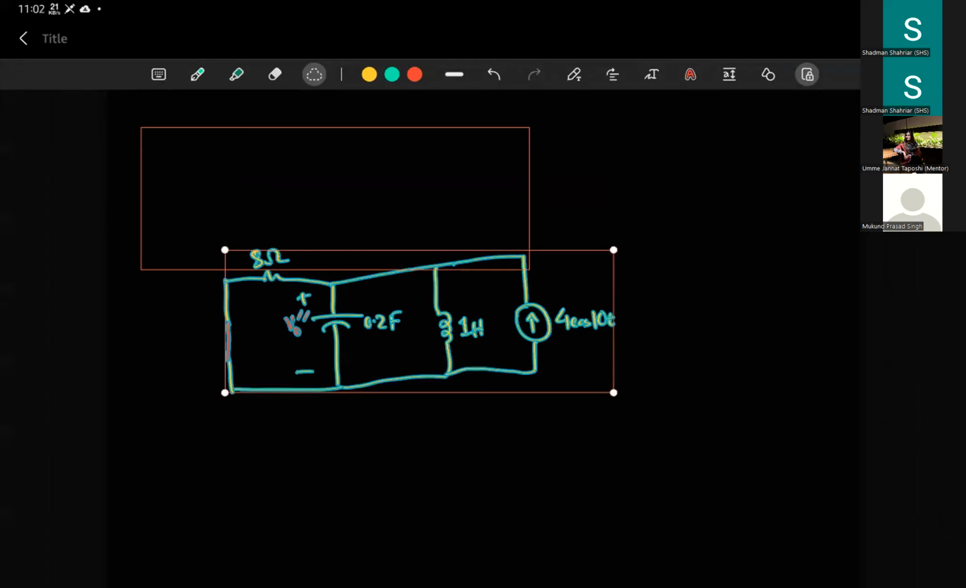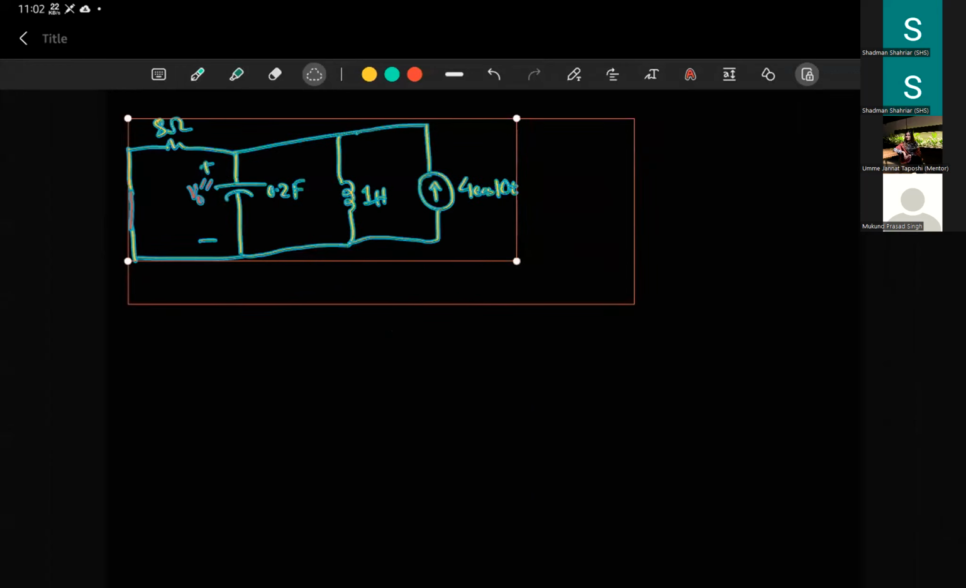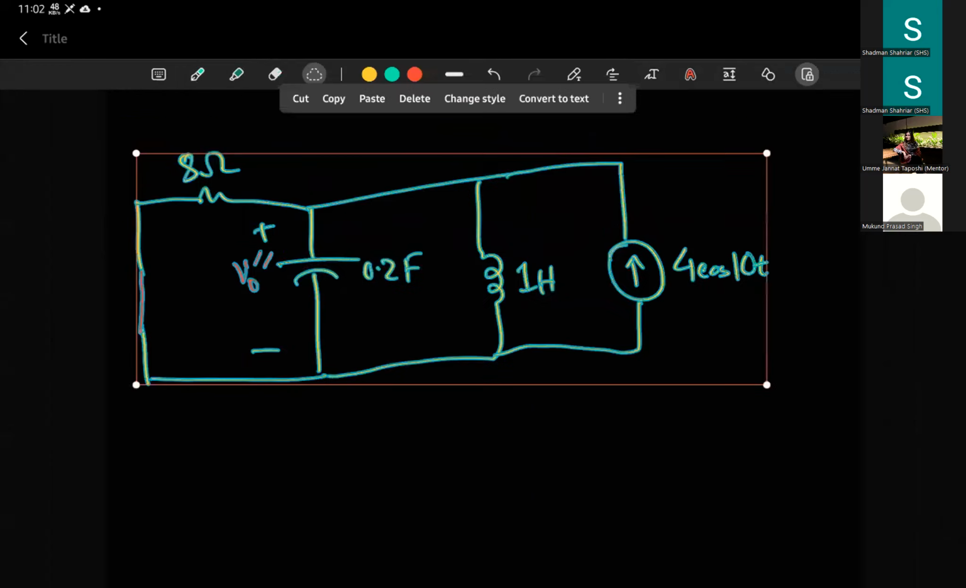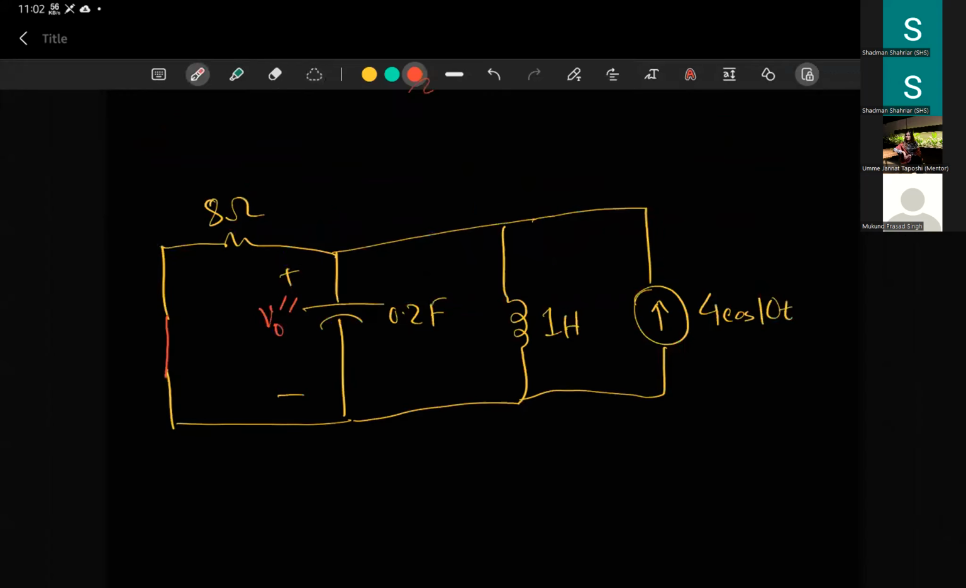Because the value of omega is changing. Previously omega was 5, this time it will be 10. Yes, since your value of omega is changing, because your omega is 10 here, cos 10t, it's already in cos.